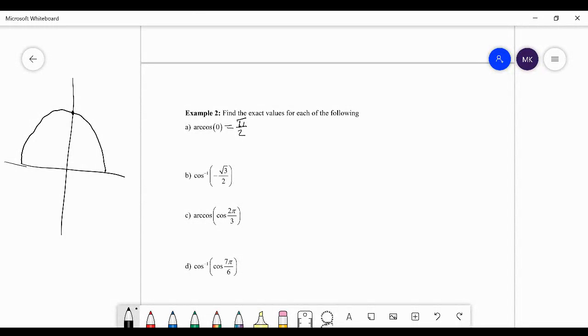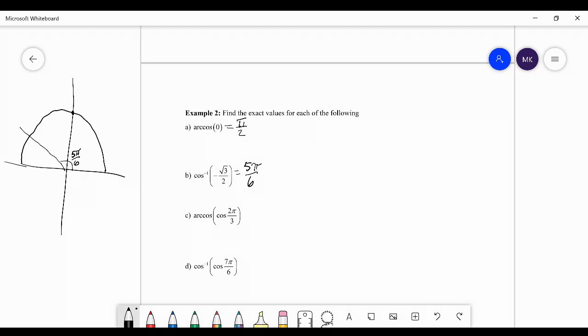Pi over 2. Inverse cosine of negative root 3 over 2. Again, we want to look to our unit circle. We want to identify where we have an x value of negative root 3 over 2. And we get that that is at 5 pi over 6. That's this angle right here. 5 pi over 6. And so that means inverse cosine of negative root 3 over 2 is 5 pi over 6.